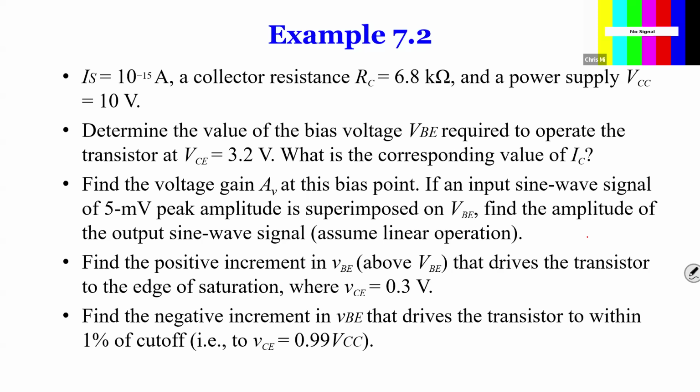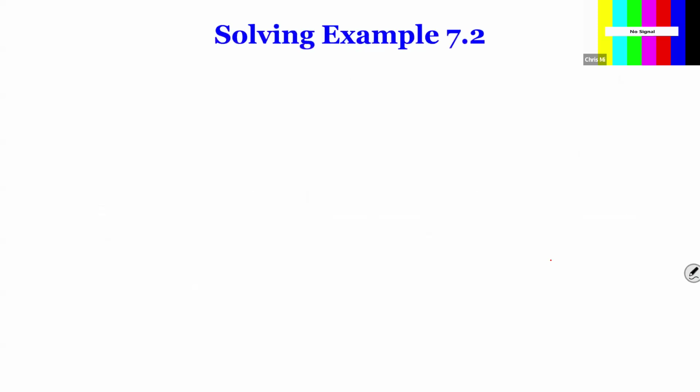So what I wanted is for us together to look at this. This is what was given. IS is given. I'm going to write this down so that we can work together. IS given is 10 to the minus 15 amps. And RC is given as 6.8 kilo ohms. And the circuit, if we draw the circuit, it will look like this, similar to that.